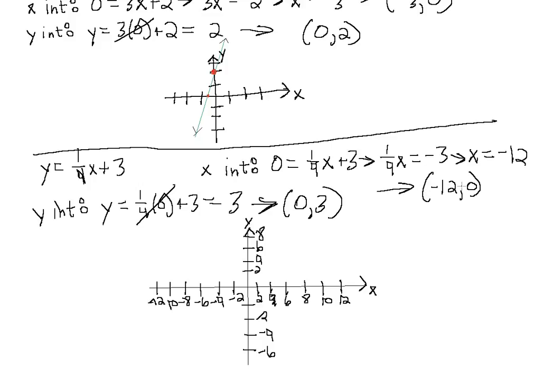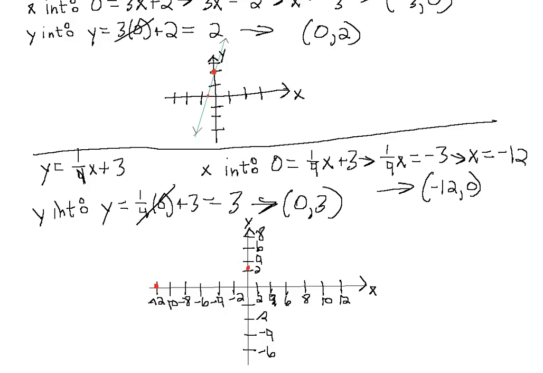Okay, so let's take our 2 points and plot this line. Our x-intercept is (-12, 0). So this is where the line is going to cross our x-axis. Our y-intercept is (0, 3). So somewhere right here, this is where our line is going to cross the y-axis.